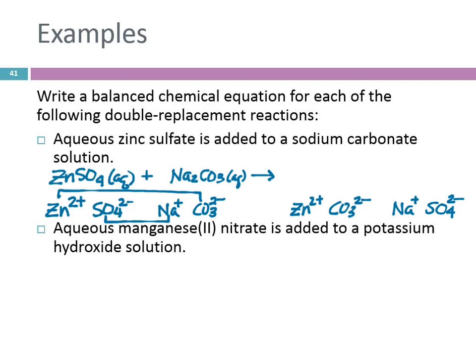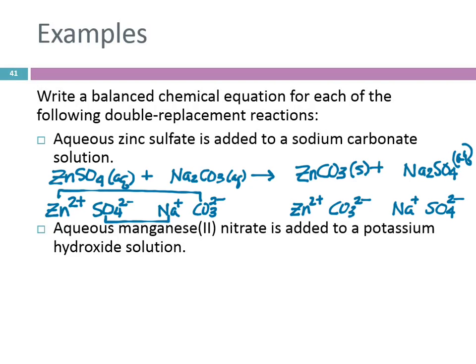We have to finish this. So zinc and carbonate are going to be ZnCO3. And we're going to give that the state symbol S for solid. Not S for soluble, S for solid. And then this guy is going to be Na2SO4. It's possible that they both end up being solids. Sodium is an alkali metal. All sodium compounds are soluble. So this one will be aq as well.